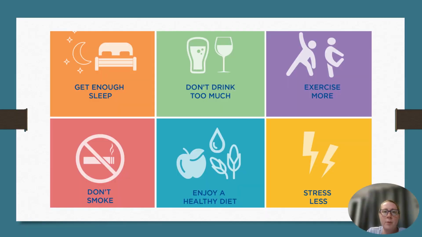So when it comes to a heart healthy diet, getting enough sleep is absolutely vital. The American Heart Association recommends 7 to 9 hours of sleep per night. It helps rest, restore and repair our bodies. Don't drink too much alcohol. Exercise more. Don't smoke cigarettes or tobacco. Enjoy a healthy diet and reduce your stress.